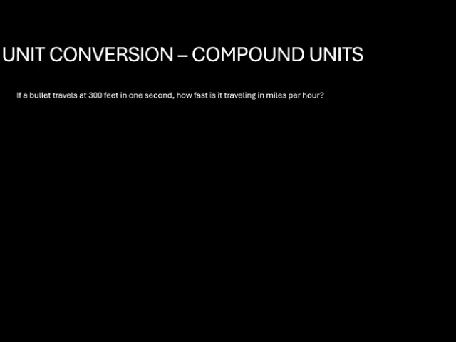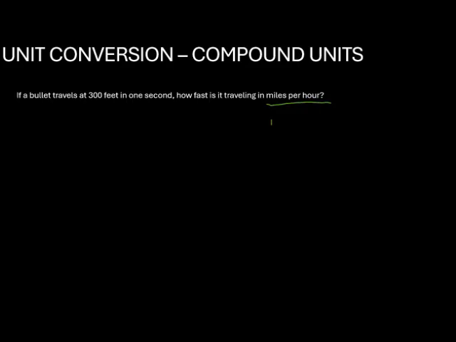Here we'll deal with an example involving unit conversion with speed, which I refer to as a compound unit. The question gives us a bullet traveling at 300 feet in 1 second, and then asks how fast is it traveling in miles per hour. Let's look at the end of the question first.